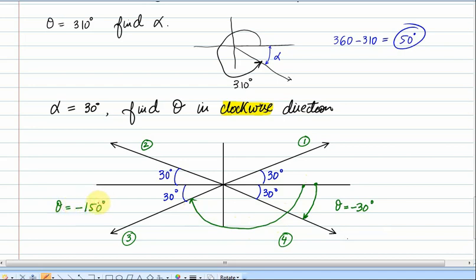And why is it minus 150? Take a close look. From this point to this point, you have covered an angle of minus 180. So your equation is minus 180 plus 30, which leads to minus 150. For the second quadrant, now it's minus 180 and minus 30, so minus 210. And for the last part, theta is minus 330. So that's how you find the value of theta if it is moving in a clockwise direction, right?